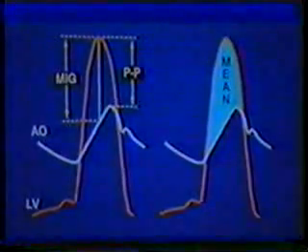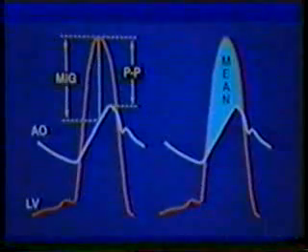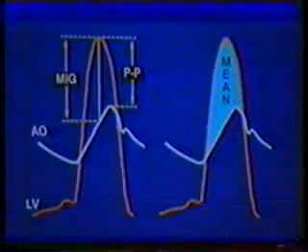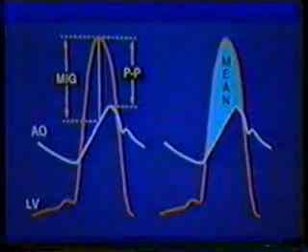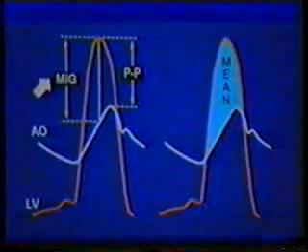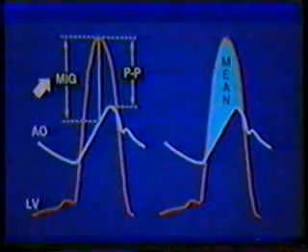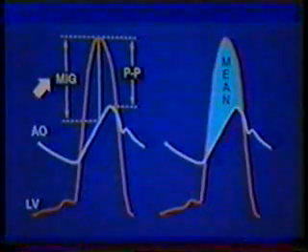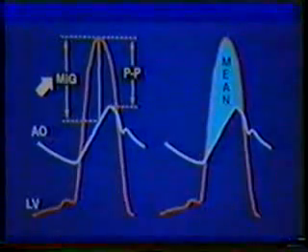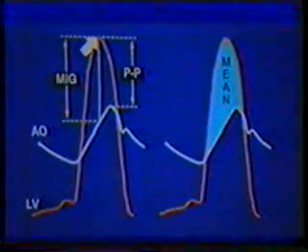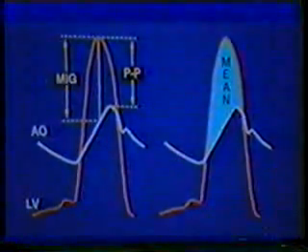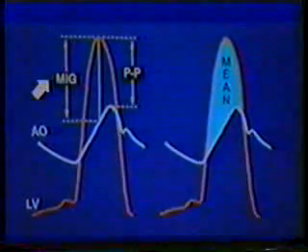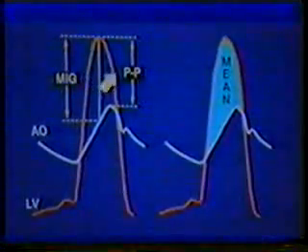You will note that the peak-to-peak gradient is a non-physiologic parameter, representing non-simultaneous events because the peak aortic pressure occurs later than the peak left ventricular pressure. On the other hand, the maximum instantaneous gradient, which is derived from the maximum Doppler velocity, is a physiologic gradient, representing the maximum instantaneous difference between the left ventricular and aortic pressures. Remember that the maximum instantaneous gradient will always be greater than the cath peak-to-peak gradient.